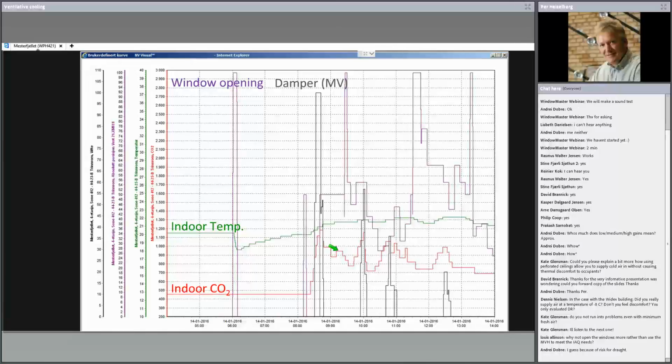So we just have a question here. Why not open the windows more rather than use the mechanical ventilation to meet the needs?